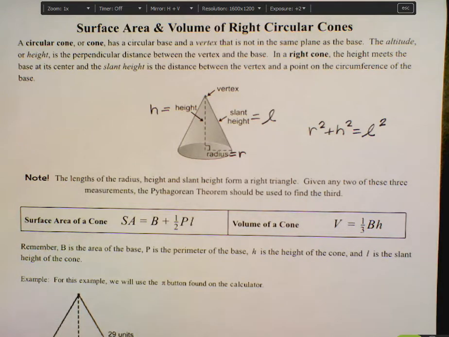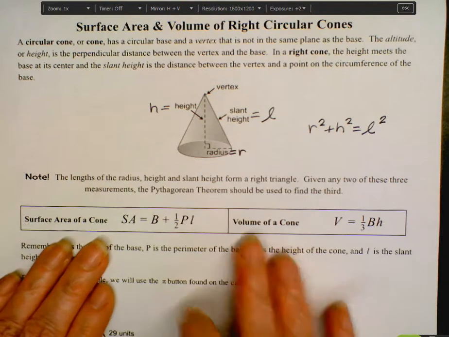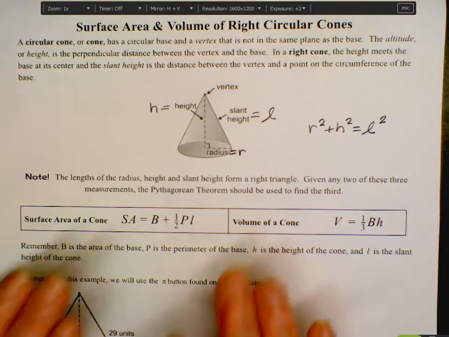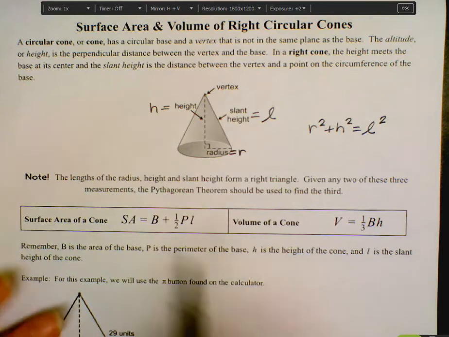Two of those will be given. You want to start by finding the third. Once you have that third value, then move into the surface area and the volume formulas. Speaking of our formulas, we have the two formulas. These are formulas that are already present on your formula sheet from class.